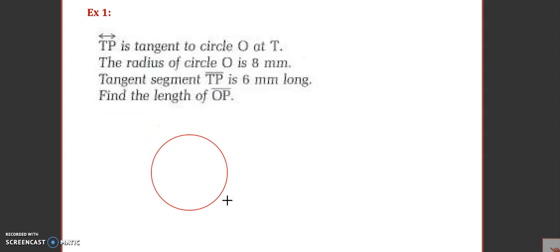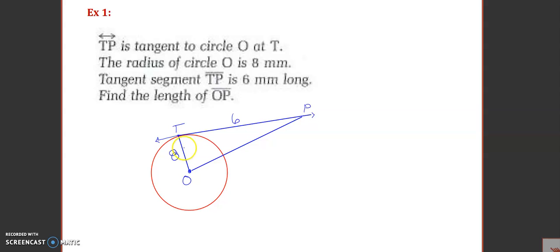Here we're given a circle O, and we know that TP is tangent. I suppose that could extend on. The radius of the circle is 8, and the tangent segment TP is 6. So now we have to find the length of OP.